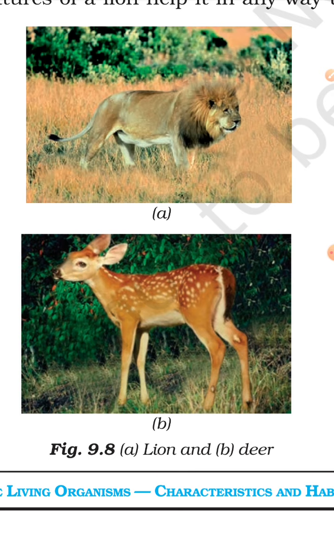The eyes on the side of its head allow it to look in all directions for danger. The speed of the deer helps it to run away from the predators. So these are important features of lion and deer which help them to survive in their habitats.